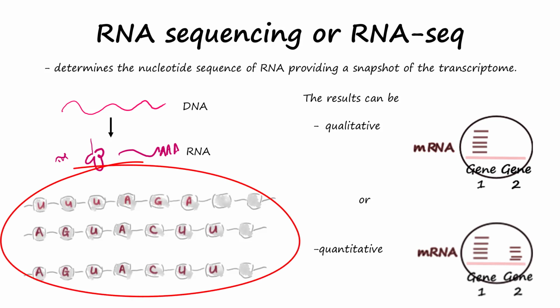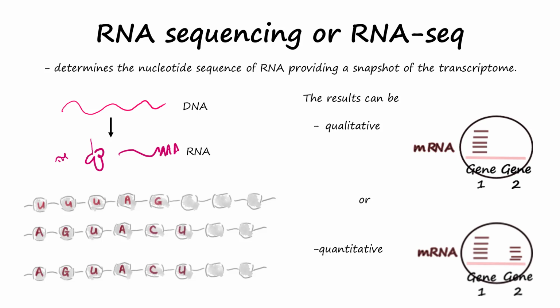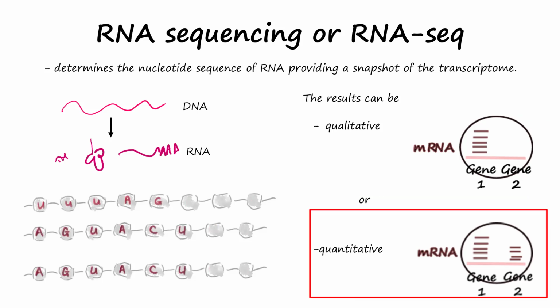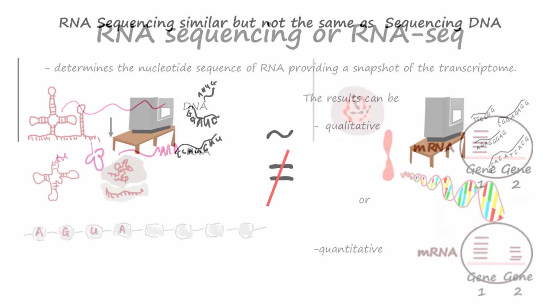RNA sequencing or RNA-seq determines the nucleotide sequence of RNA, providing a snapshot of the transcriptome. The results can be qualitative, identifying which transcripts are present and which genes are expressed, or quantitative, providing information about relative gene expression levels, where more transcripts generally indicate higher expression and fewer transcripts indicate lower expression.